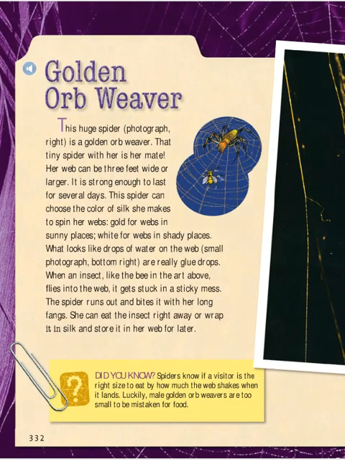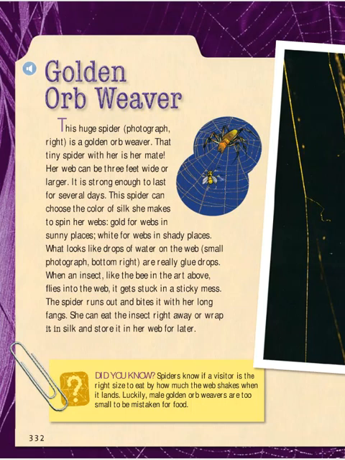Golden orb weaver. This huge spider, photograph right, is a golden orb weaver. That tiny spider with her is her mate. Her web can be 3 feet wide or larger. It is strong enough to last for several days. This spider can choose the color of silk she makes to spin her webs. Gold for webs in sunny places, white for webs in shady places.